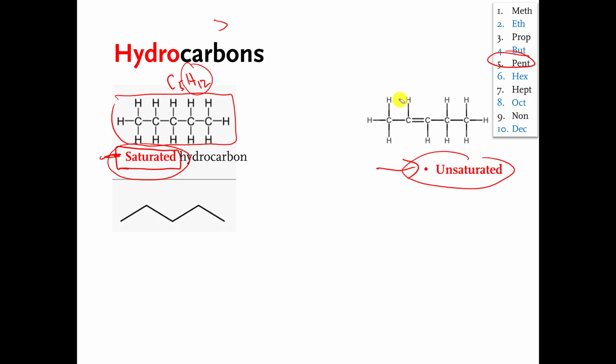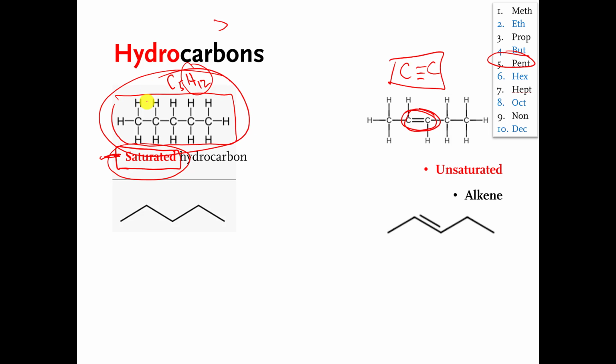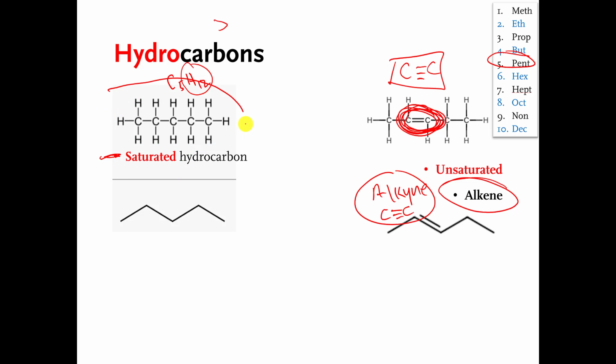In practice, unsaturated hydrocarbons are going to have at least one carbon-carbon double bond or a carbon-carbon triple bond in the molecule, which means you can't put as many hydrogens on as you could over here. If you remember from the previous week, this functional group is called an alkene functional group. So if you have a hydrocarbon with an alkene or an alkyne, which is a carbon-carbon triple bond, then your hydrocarbon will be unsaturated. If you have all single bonds, then your hydrocarbon will be saturated.